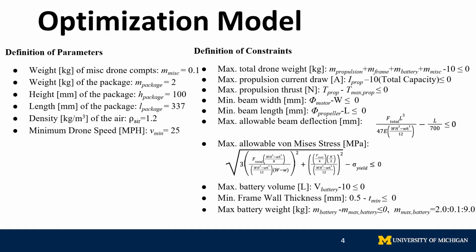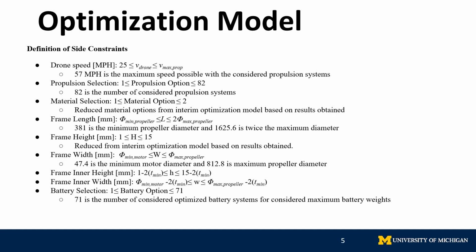These constraints limit the total drone weight, propulsion current draw, and thrust, while also enforcing geometric and structural limits, including minimum frame dimensions, maximum allowable beam deflection, and von Mises stress. Additional constraints were included for battery volume, wall thickness, and the allowable battery weight range to ensure compatibility between subsystems and to help guide the optimizer toward a valid local optimum. To further define the model, multiple side constraints were required, including the drone speed range based on possible propulsion systems, possible frame dimensions based on the propulsion system dimensions, and the number of batteries options considered.